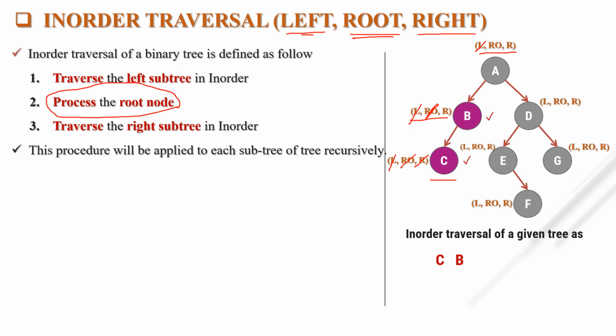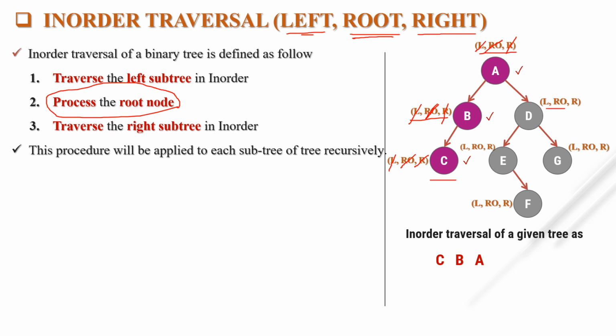Now there is no left subtree of B. Okay, there is no right subtree of B, so we cancel it. Now we have to process this root. So what is the answer? A. Now go right. So right subtree, where did we reach? We reached node D.